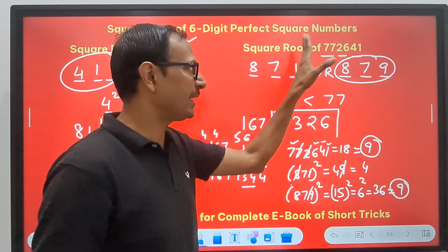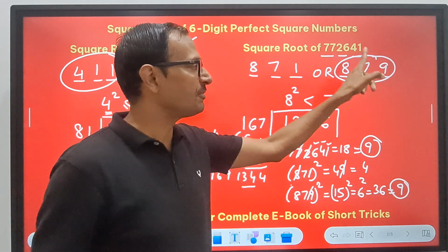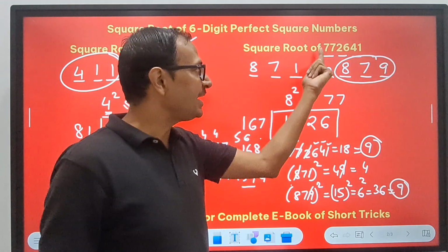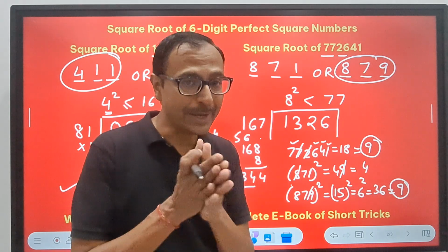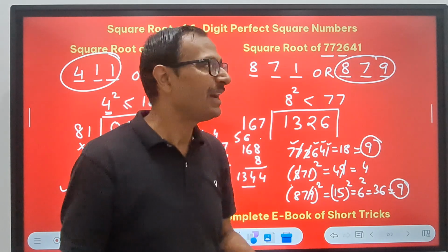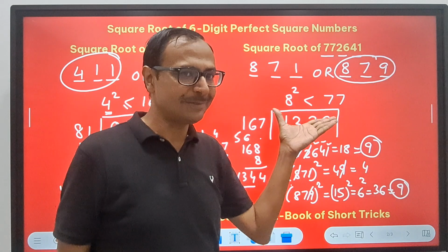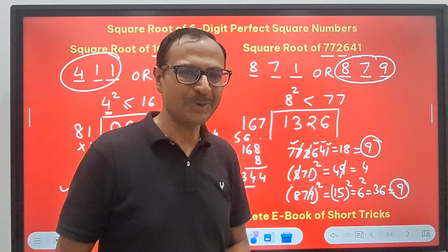And I told you how vertically and crosswise works. 871 and 879, it has 875 in the middle. So you need to square 875 using Vedic maths and compare your number with the number in the middle, okay?